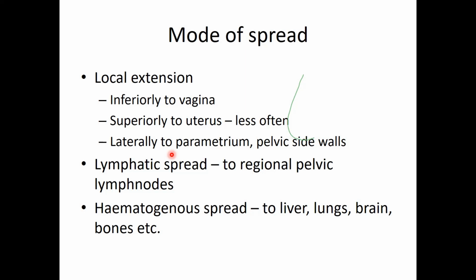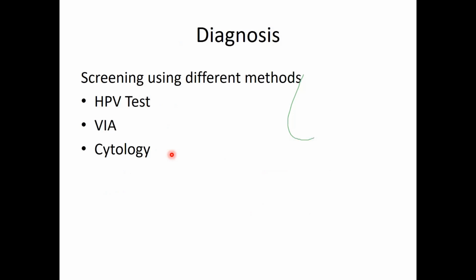When we have lymphatic spread, it goes to all the regional lymph nodes because we have lymph nodes within our bodies. And then we have hematogenous spread, that is to the liver, the lungs, the brain, and then also to the bones. That is when we have spread to the distant organs. That is when you will find a woman is being told it has metastasized to the lungs, to the liver, to the brain, and all other points.